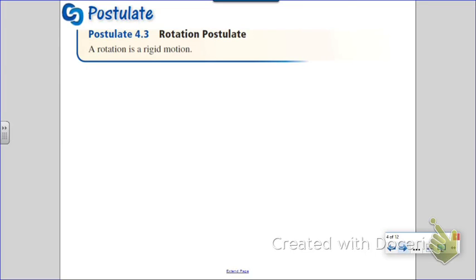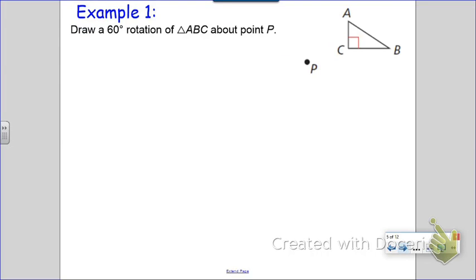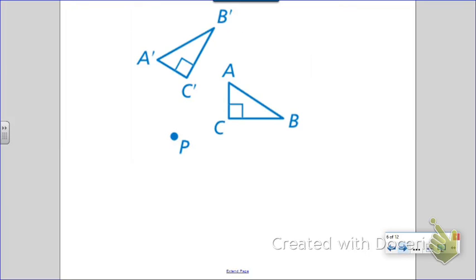A rotation is a rigid motion. So in our first example, we'll look at an example of drawing a 60-degree rotation about point P. So we go from point A, we're going to draw the same distance to A prime. The angle in between is 60 degrees.